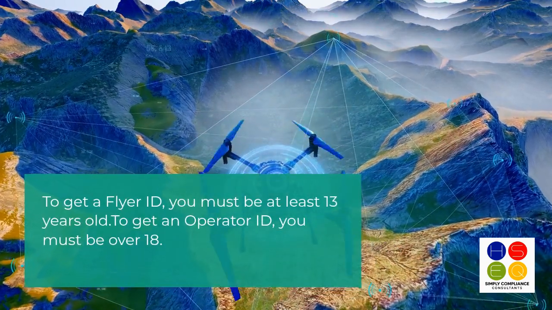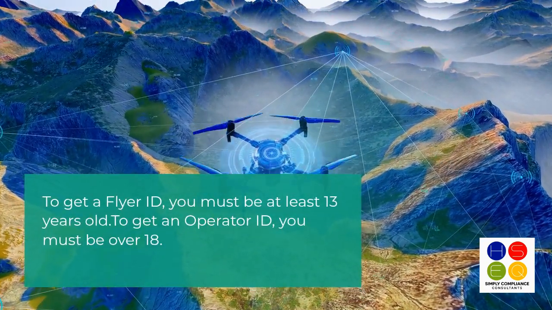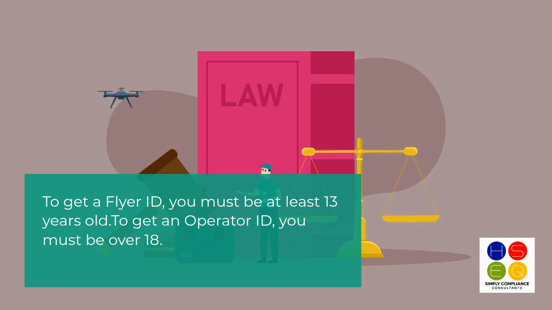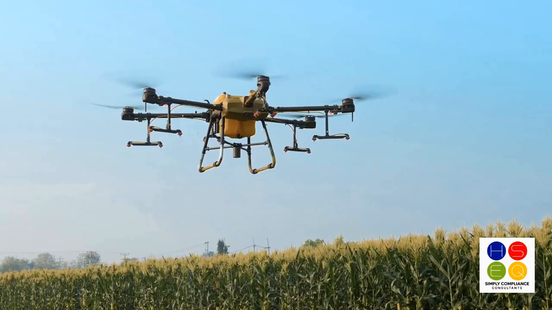To get a flyer ID, you must be at least 13 years old. To get an operator ID, you must be over 18.